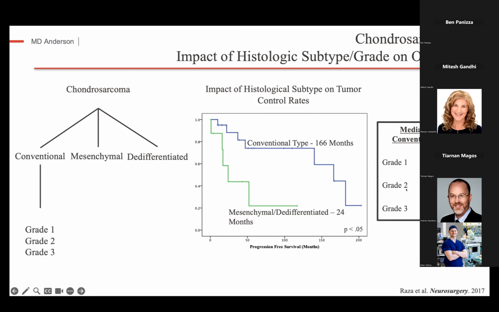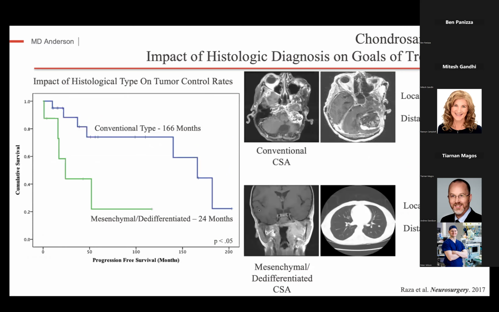And on the other hand, the conventional grade 3 chondrosarcomas, even with surgery and radiation therapy, as I'll show you, have a median PFS of 34 months, which is barely better than the mesenchymal and dedifferentiated chondrosarcomas. Now, histology not only correlates with long-term survival and risk of recurrence, but also guides the goals of therapy.